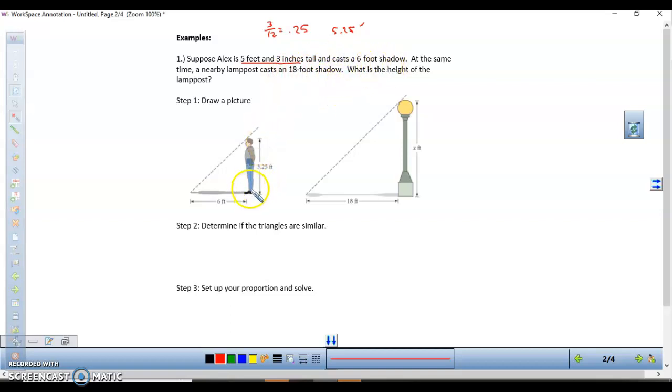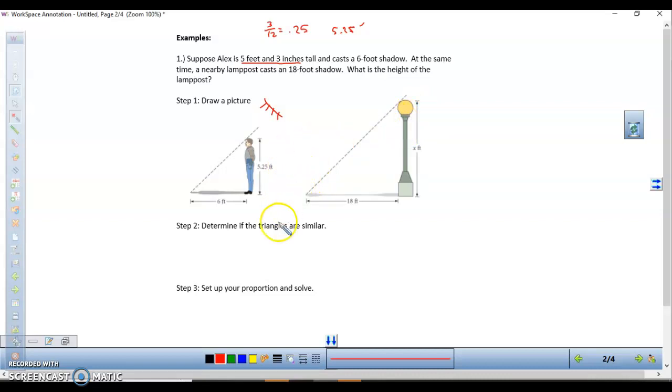The shadow is cast on the ground, meaning there's a sun up here. He's blocking out the sun's rays, and there's a shadow cast on the ground that's 6 feet long. Nearby, there's a lamppost, and its shadow is 18 feet long, and we want to know the height of the lamppost. This is something you could really go outside and do today. If it's nice and sunny out, take a tape measure. I know you've been dying to know the height of that tree next to you. Well, you can figure it out by using this strategy.